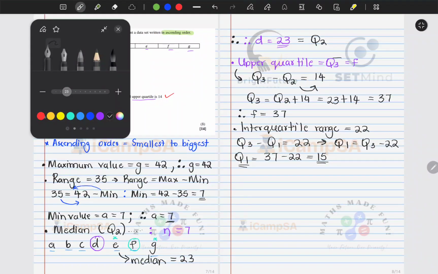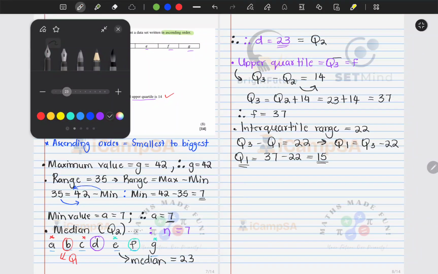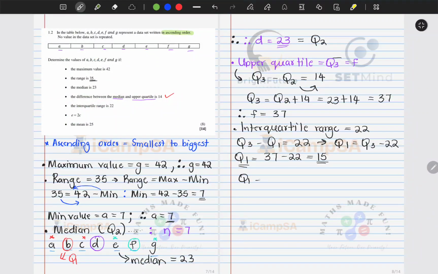But if we look carefully, you'll see that you can find your Q1 actually. Star star, this becomes your Q1. So meaning our Q1 equals B. So Q1 equals B, of which it is equal to 15. What does this mean? It means that the value of B is therefore 15. Okay, we've used this one here.